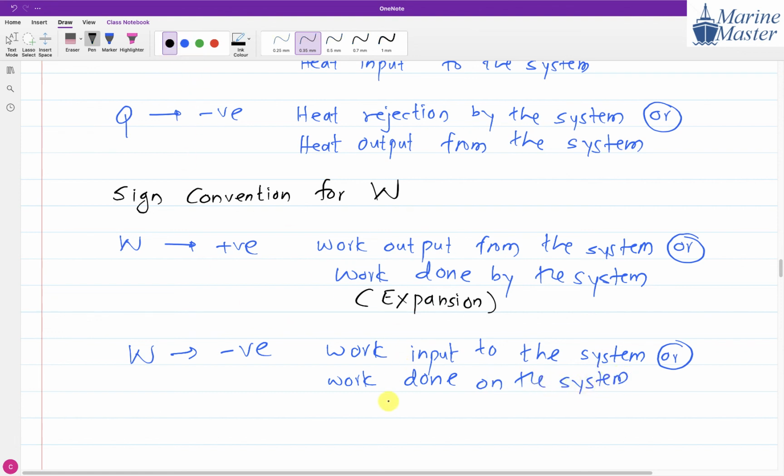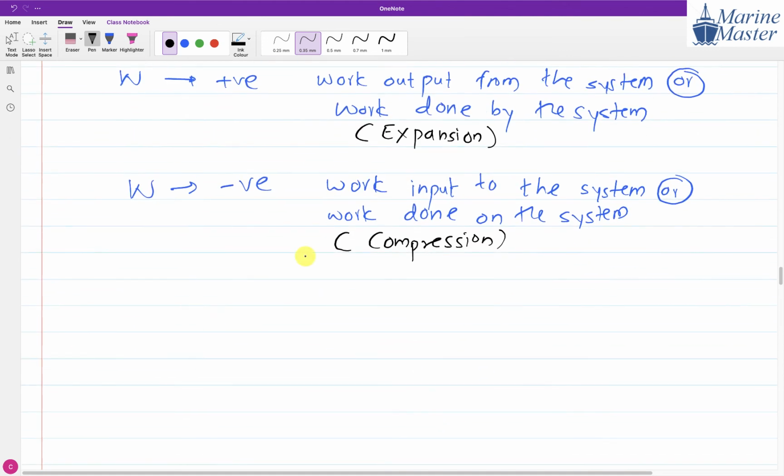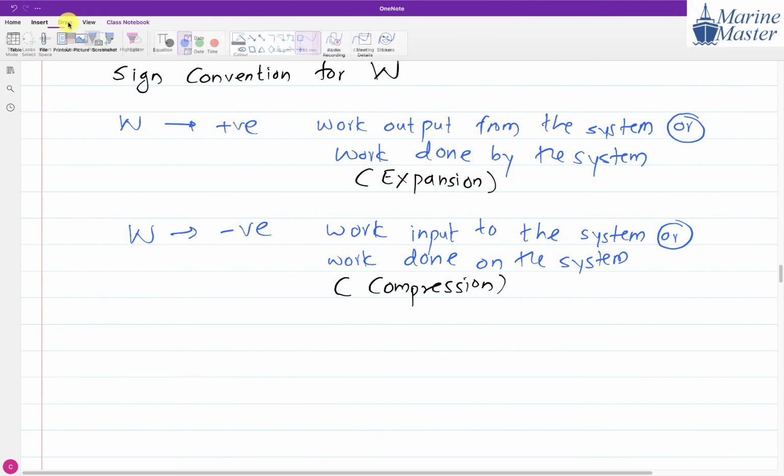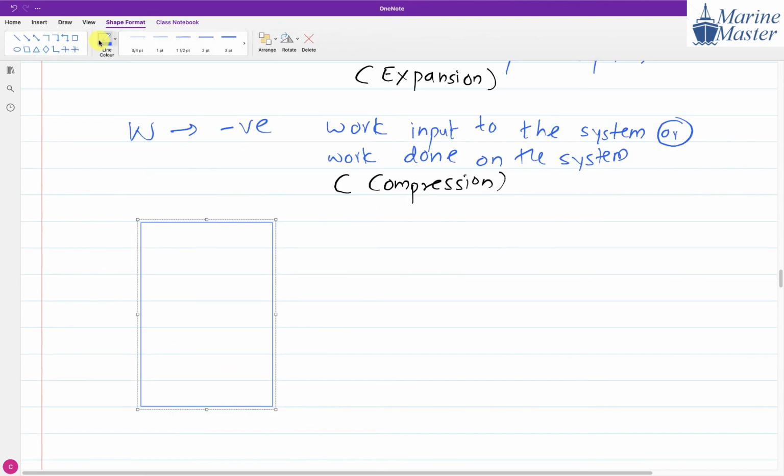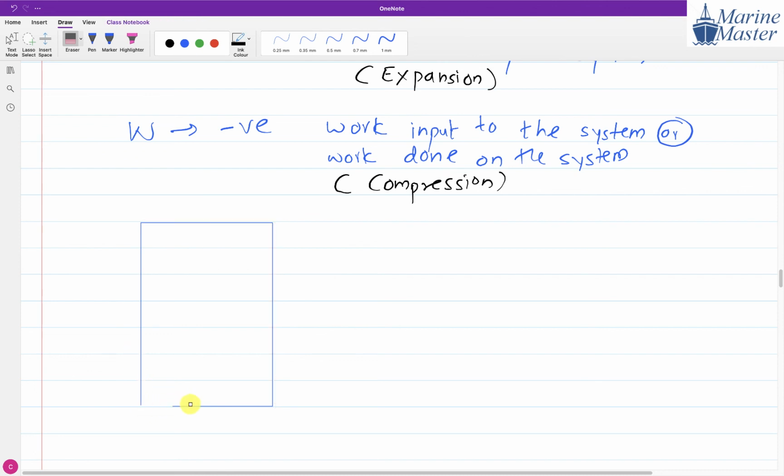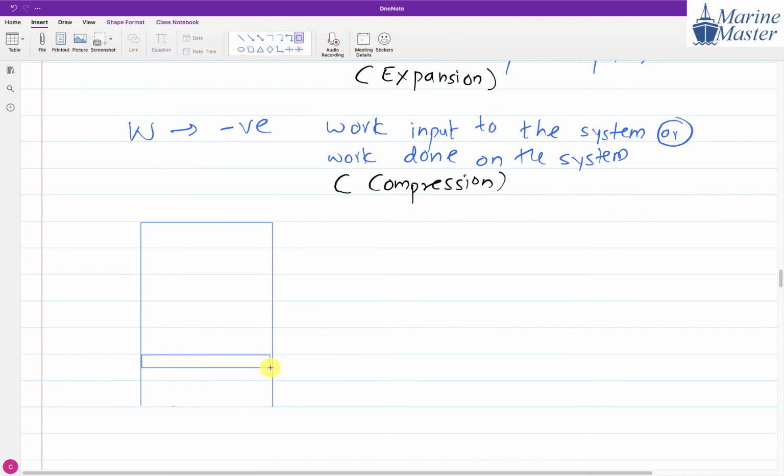So work output we will get in case of expansion, and work input when we have to do work on the system, in case of compression. Compression will not happen automatically. Suppose this is our piston cylinder arrangement. Try to see the scenario here. One minute, I will draw the proper piston cylinder arrangement. So this is our cylinder, and here I am showing you a piston.